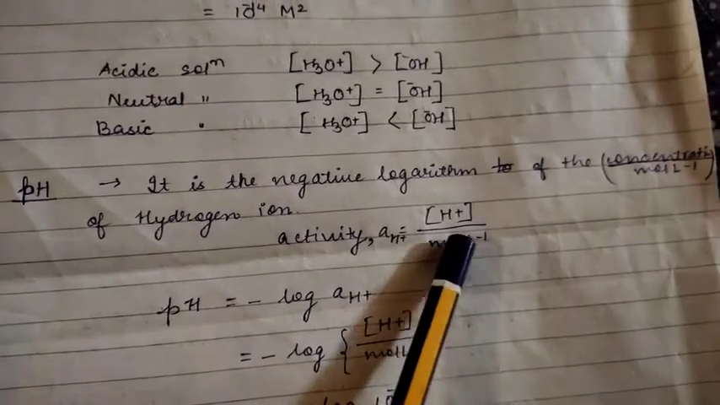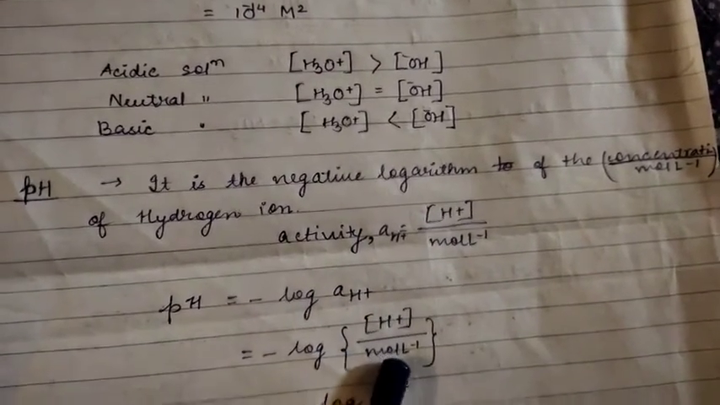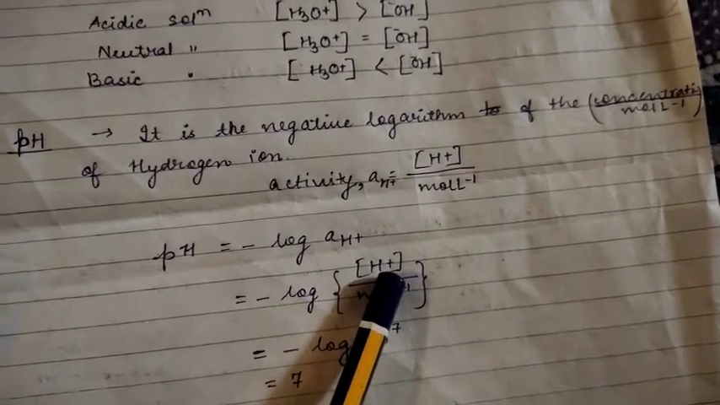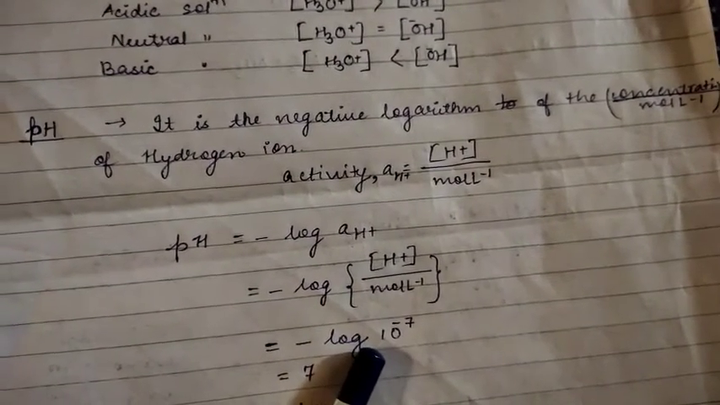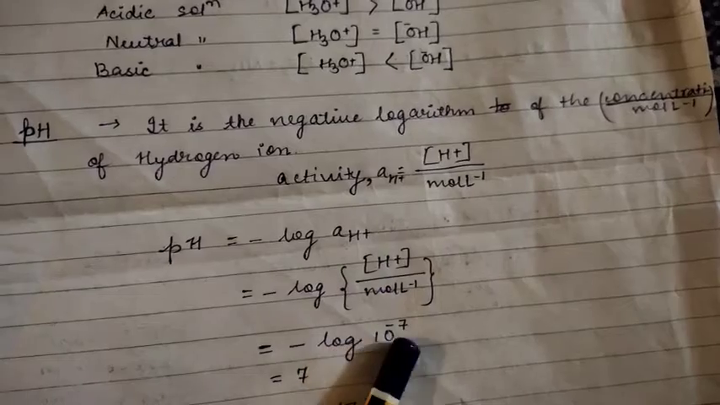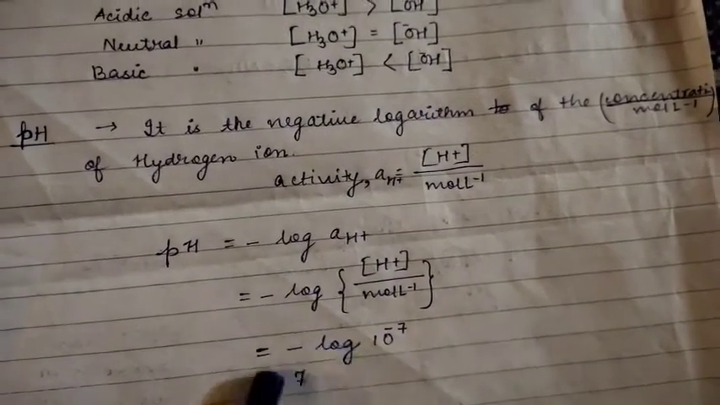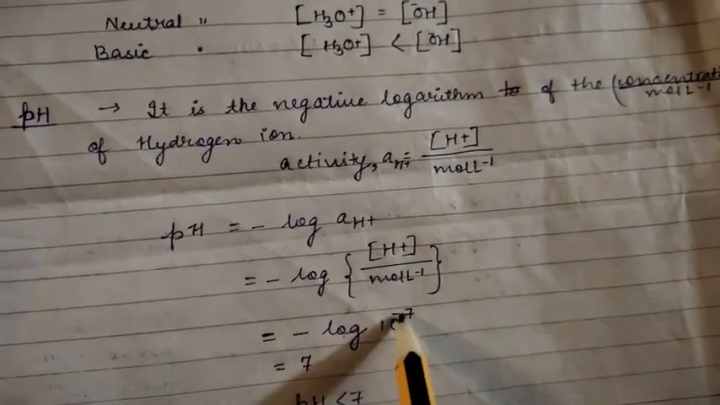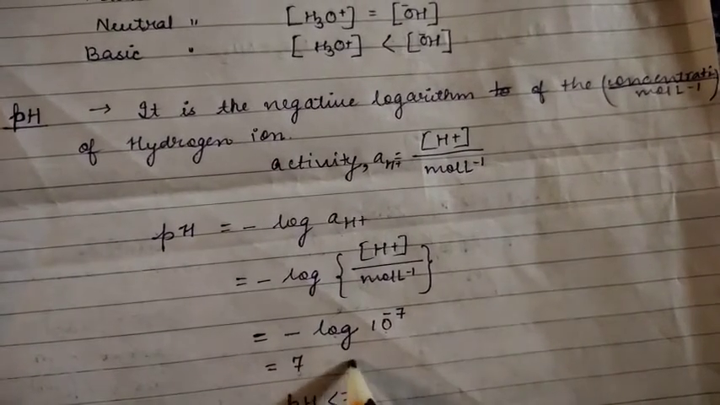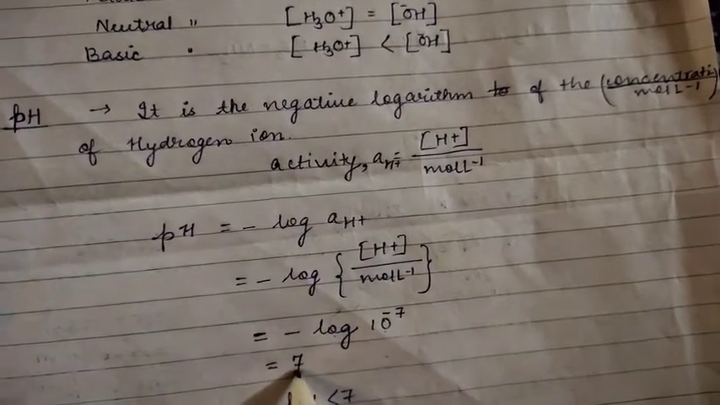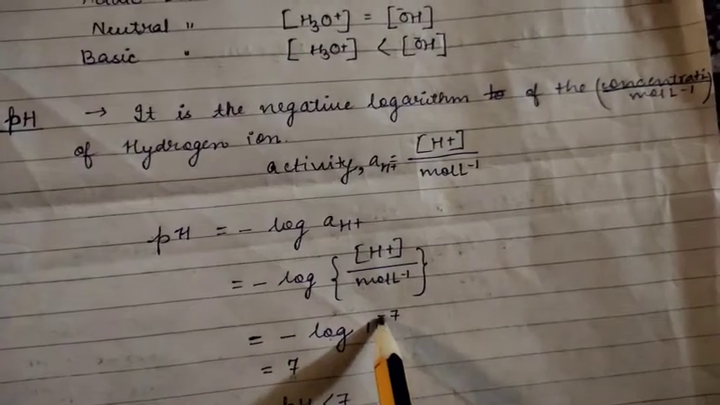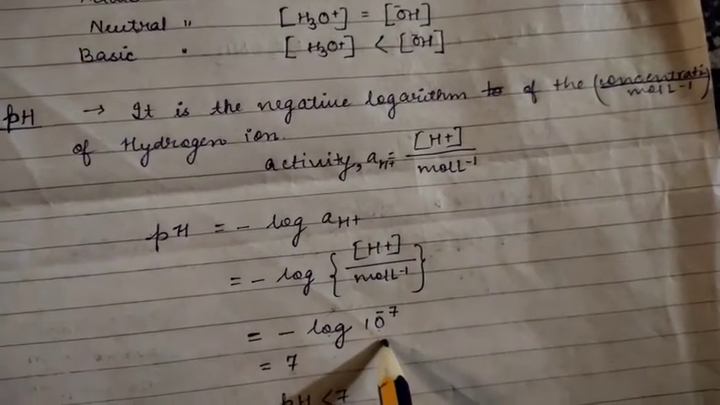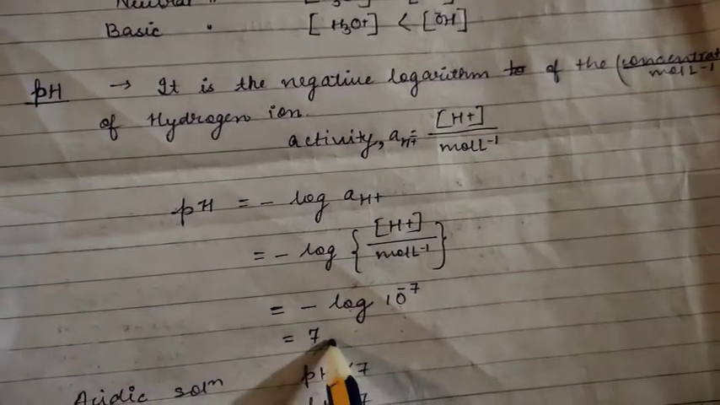So you put the expression here. And what is the value of H positive? It is 1 into 10 to the power minus 7. So you can write 10 to the power minus 7, right? And there is one formula: log x to the power a is equal to a log x. Clear? Here it will be 7, because minus and minus gives plus, so it becomes plus 7 log 10. And the log 10 value is 1. So ultimately you will get 7.